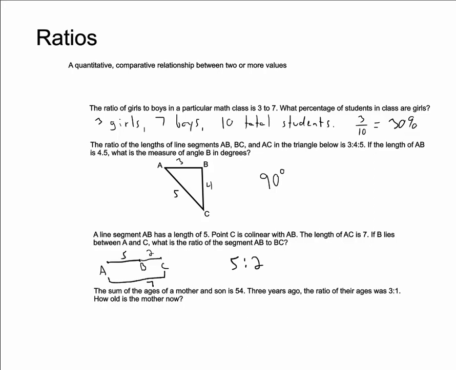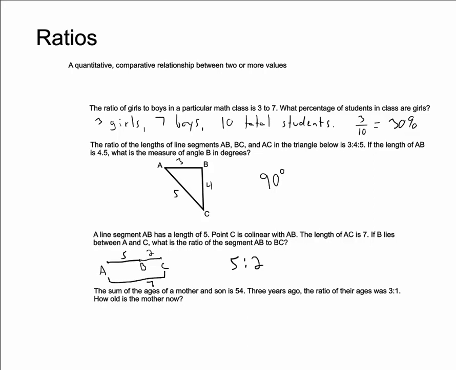The most common mistake on this problem is to say that the ratio is 5 to 7, which is the ratio of AB to AC. It's asking for AB to BC, in which case we need to make sure that we use that proper ratio, which is 5 to 2. All right, last question here. The sum of the ages of a mother and son is 54. 3 years ago, the ratio of their ages was 3 to 1. How old is the mother now?